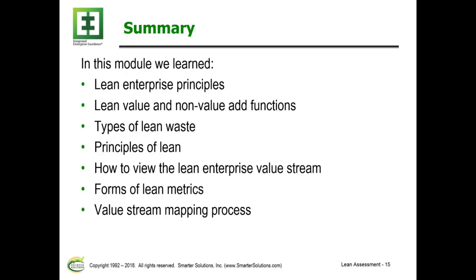So in summary, we talked about lean enterprise principles, talked about lean value add and non-value add functions, talked about the types of waste, principles of lean, how to view the enterprise value stream, various forms of lean metrics, and then the value stream mapping process.